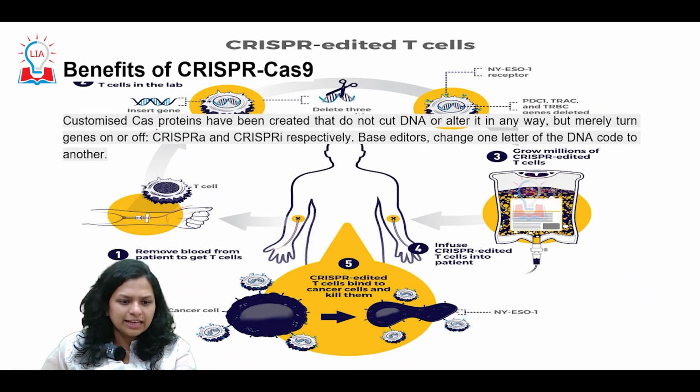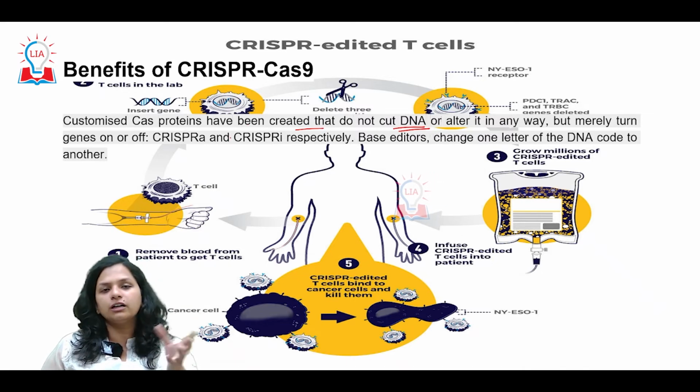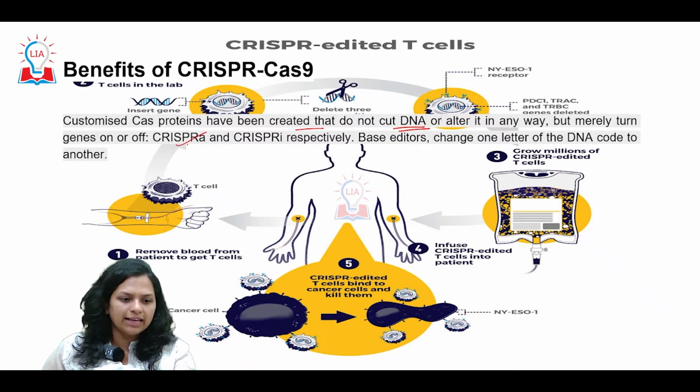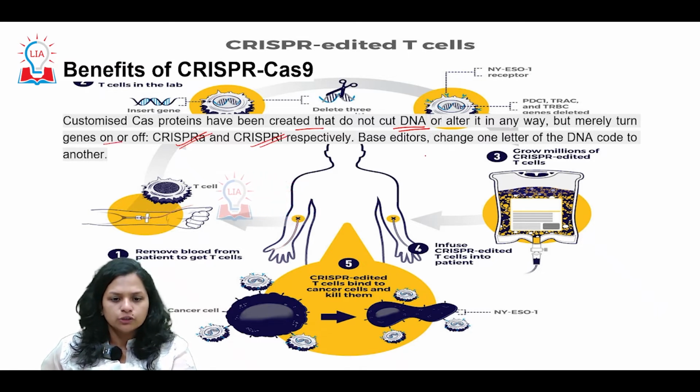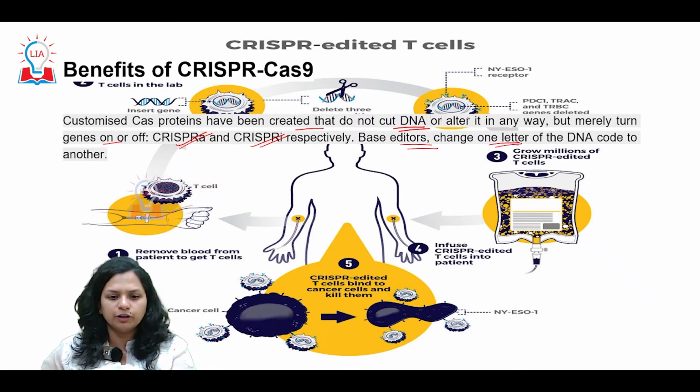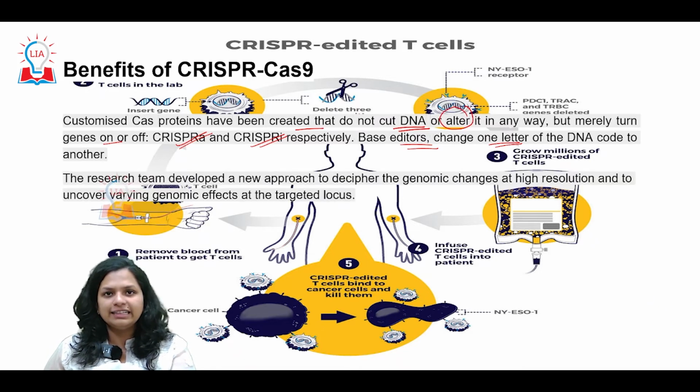The customized Cas proteins can also be created which do not cut the DNA or alter it in any way. It only turns a particular gene on or turns it off, which is called CRISPR A or CRISPR I respectively, if you are turning it on or if you're turning it off. So here the base editors, by changing one letter of the DNA code to the other, can perform the function of altering the entire DNA.